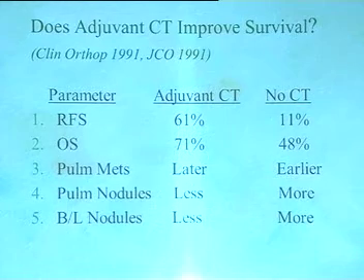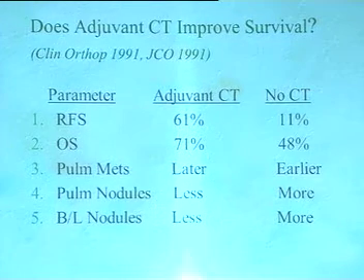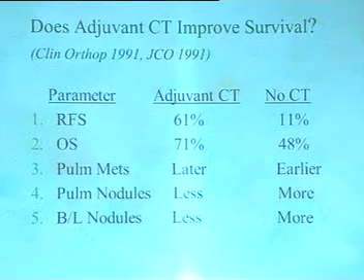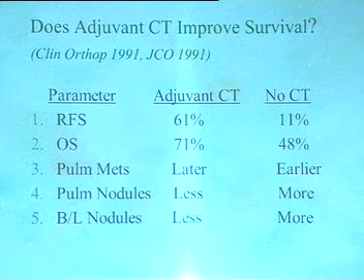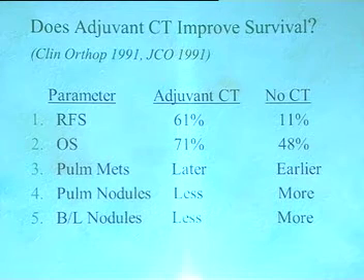As late as 1991, 20 years after the availability of drugs, there was still a publication asking whether adjuvant chemotherapy improves survival in osteosarcoma or not. And it clearly showed that adjuvant therapy reduces pulmonary metastasis, reduces the number of nodules, and improves the survival, both relapse-free and overall survival.